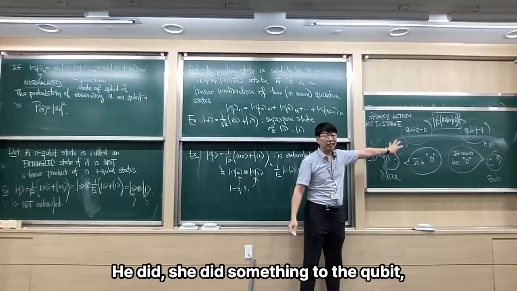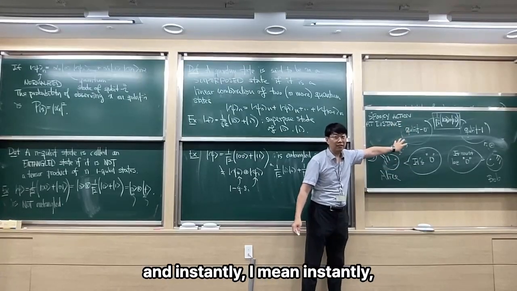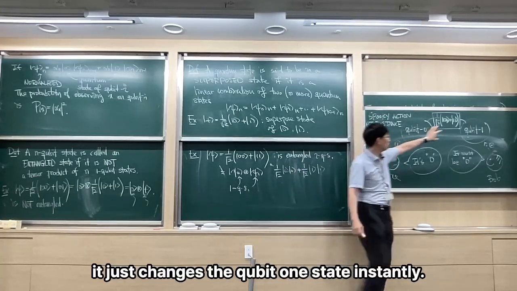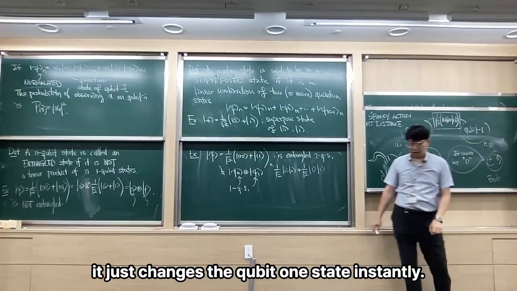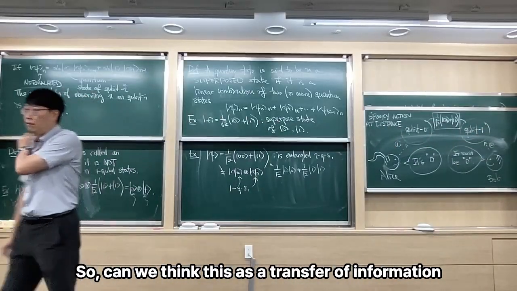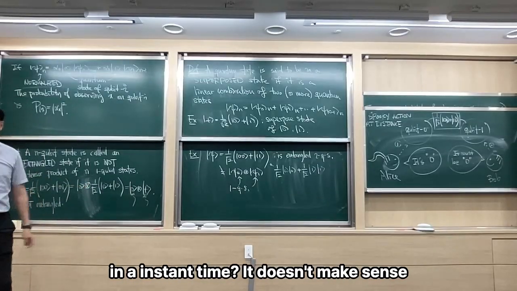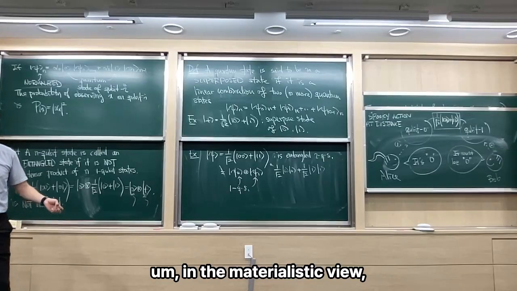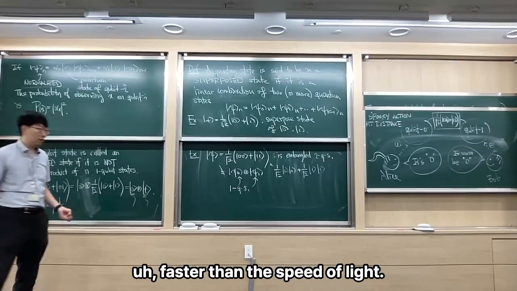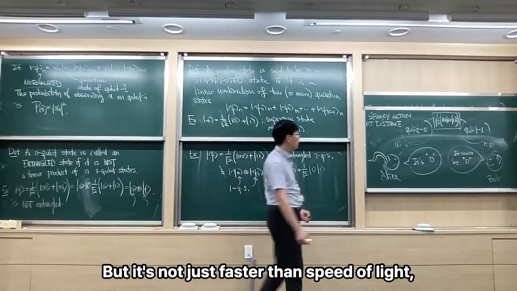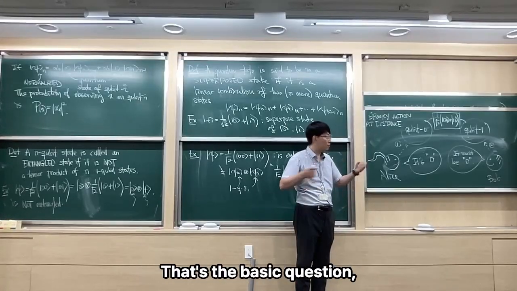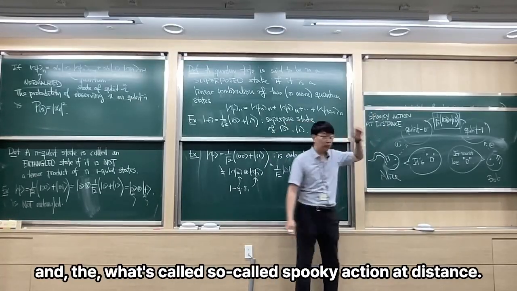So Alice takes the measurement. She did something to the qubit. And instantly, I mean instantly, not at the speed of light or anything, it just changes the qubit 1 state. So can we think of this as a transfer of information in an instant? It doesn't make sense because in the materialistic view, nothing can travel faster than the speed of light. But it's not just faster than the speed of light, it's instant. How can it happen? That's the basic question in so-called spooky action at a distance.